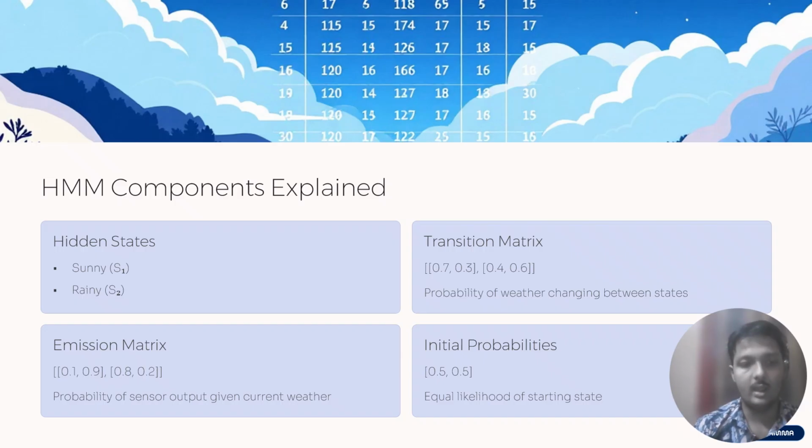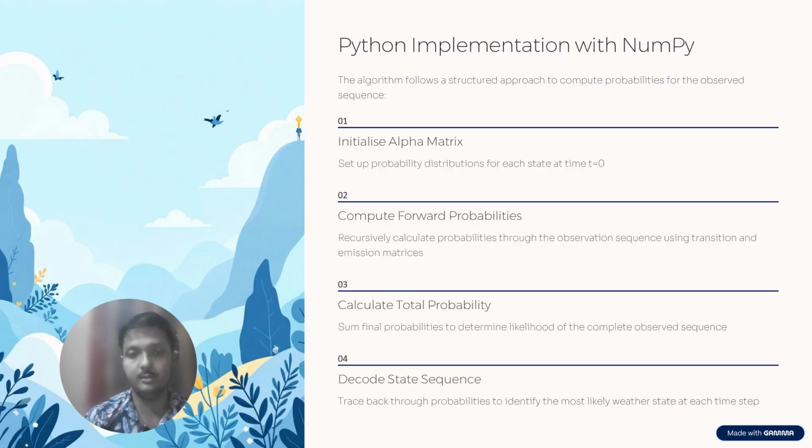Emission matrix: 0.1, 0.9, 0.8, 0.2. It is the probability of sensor output given the current weather. Initial probability: 0.5 and 0.5. So we have to initialize the values, and only then can we iterate over the transition matrix and emission matrix to find the sunny and rainy probability. The initial probability reflects equal likelihood of starting state.